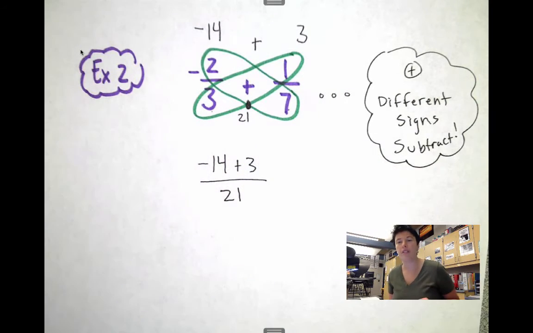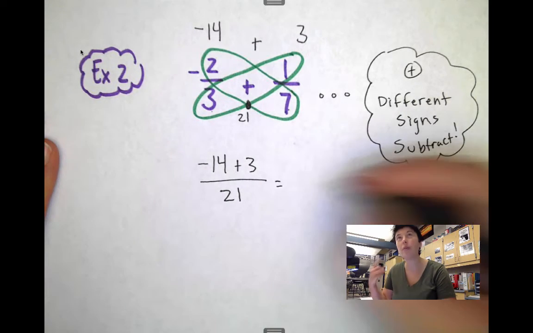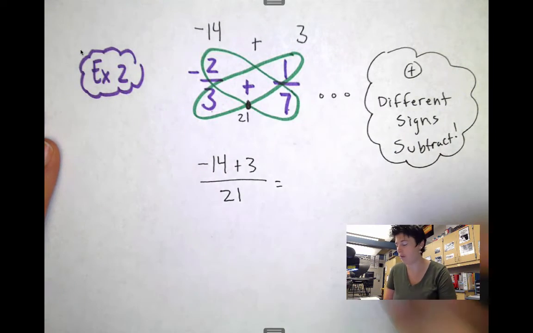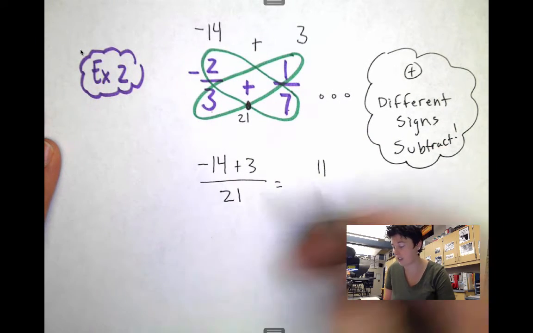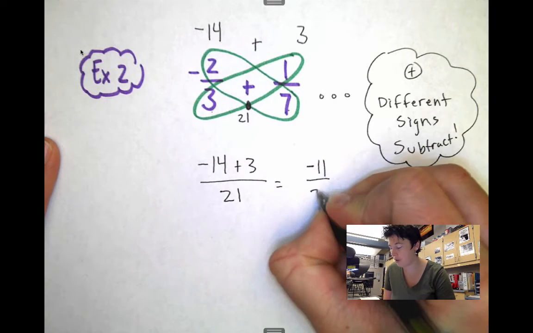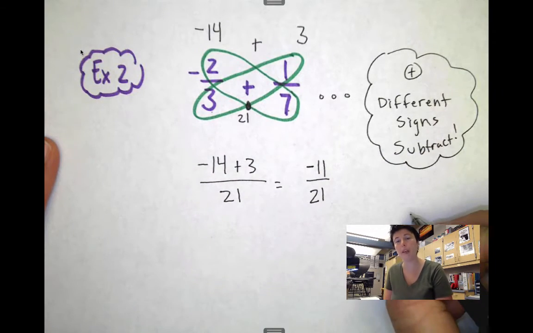Now with different signs, the rule is to subtract. So in my head, I'm thinking, what's 14 minus 3? 14 minus 3 is 11. Now the bigger number is 14 and it's negative, so negative 11 over 21. And that makes up my answer.